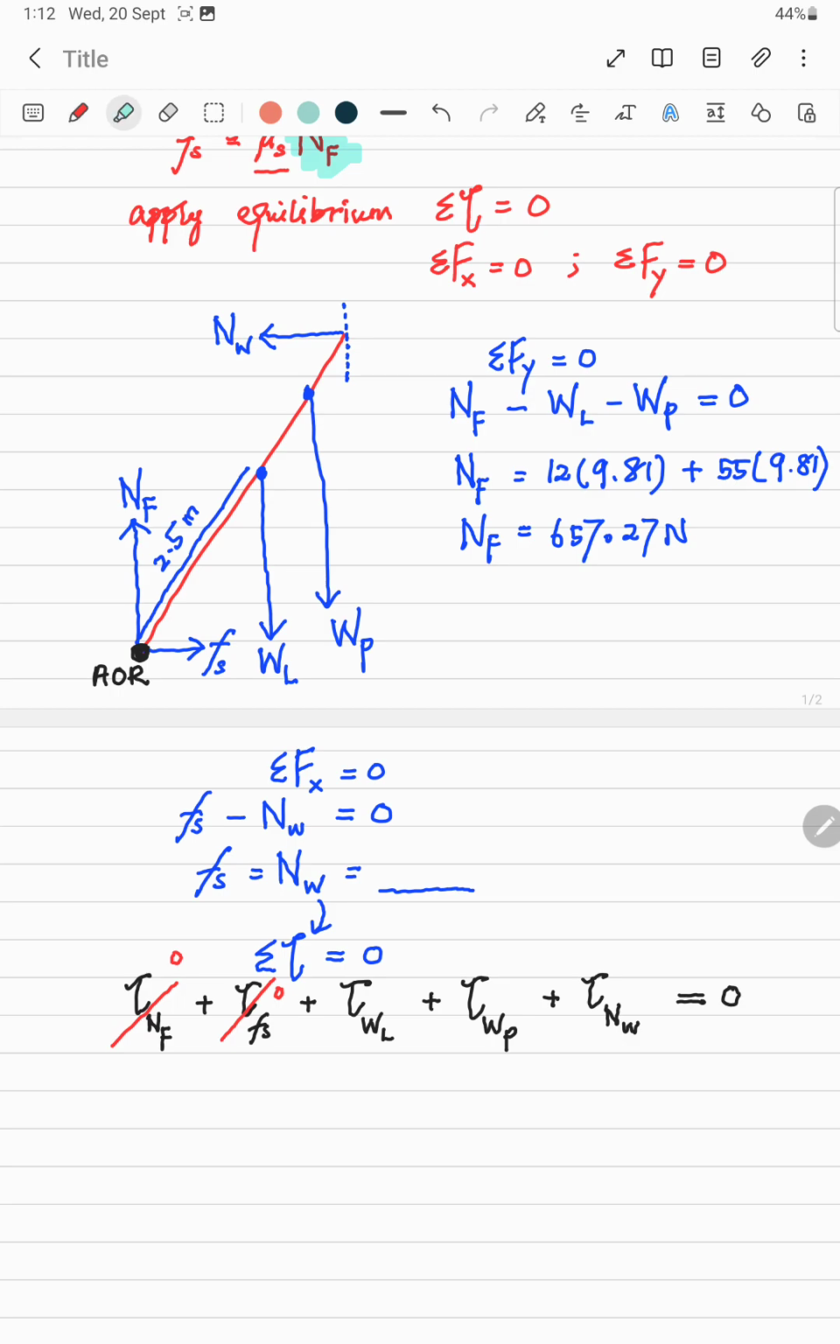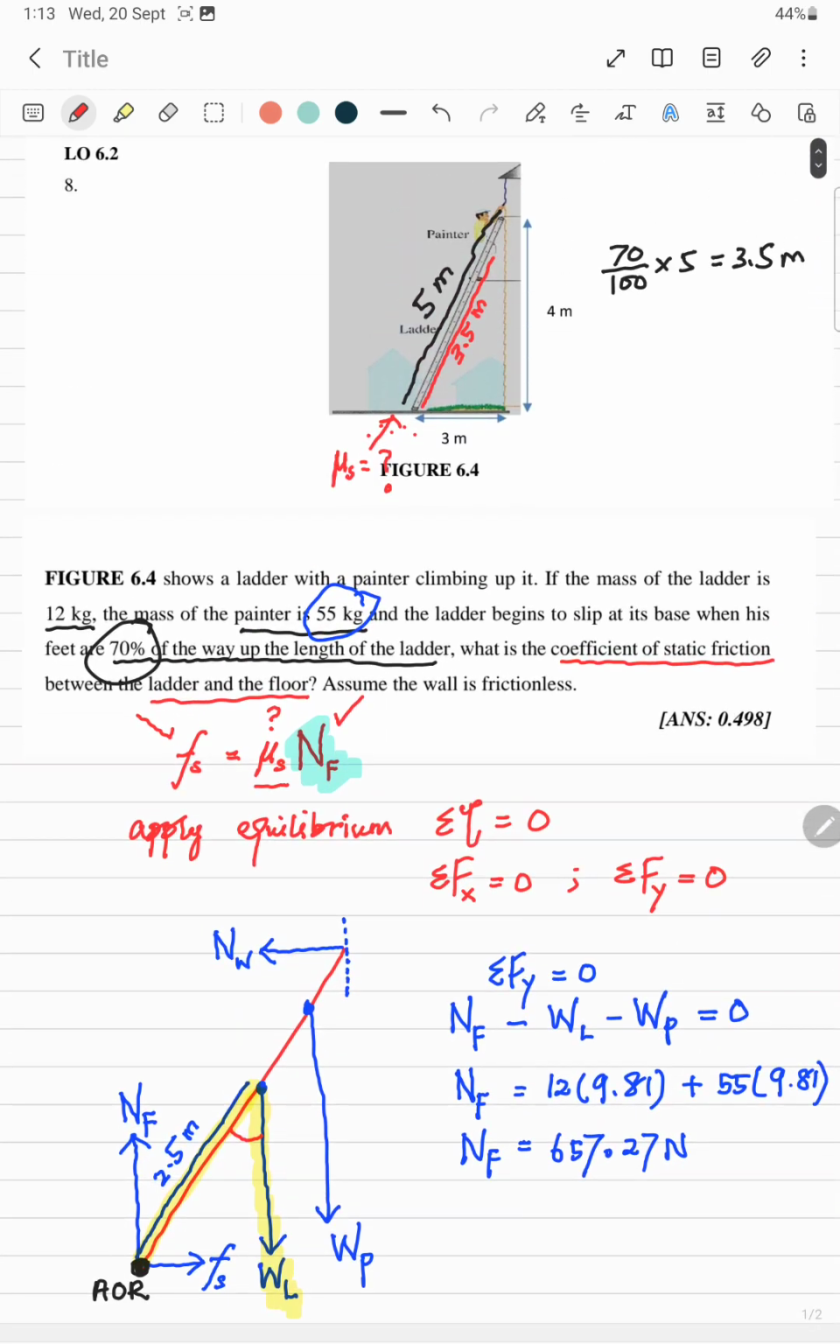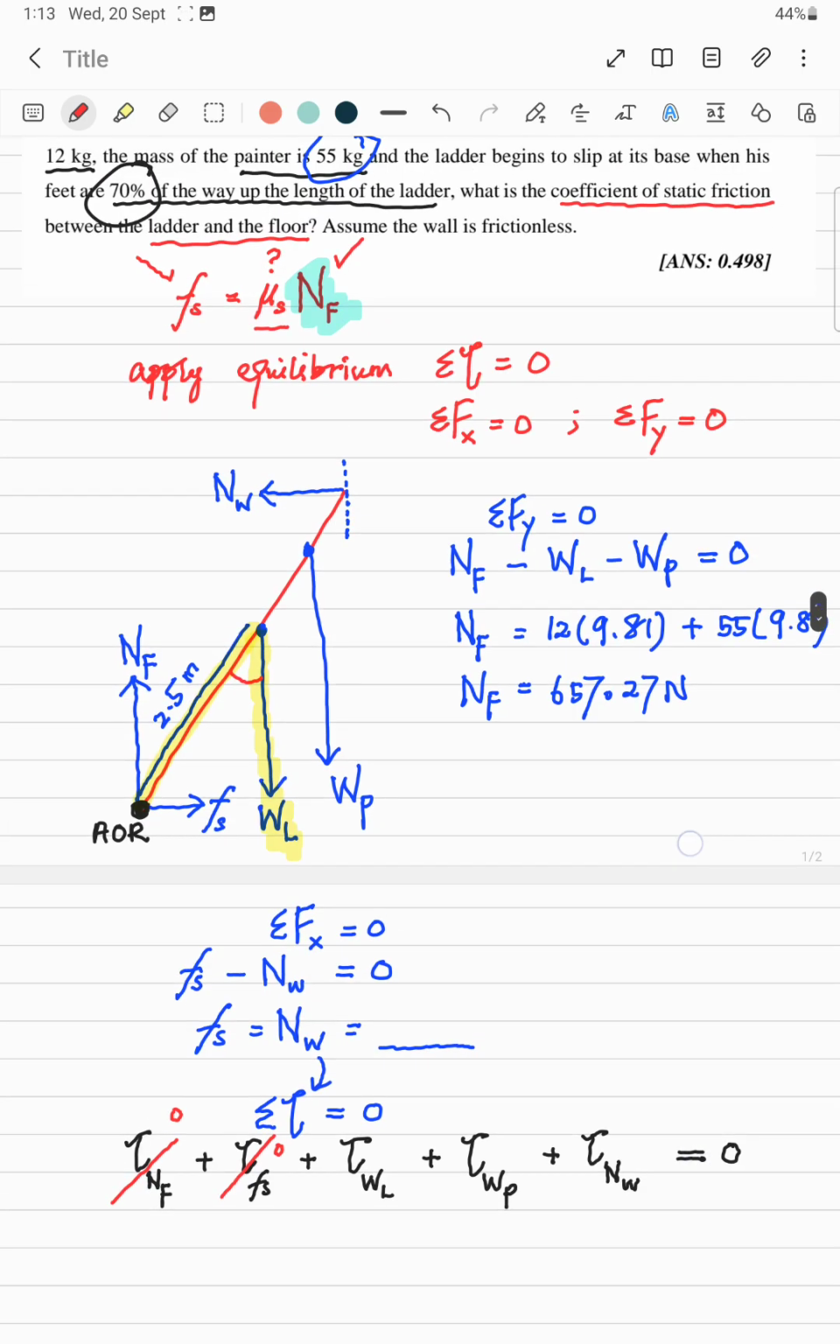And we observe, this will be my weight of the ladder. So how far is the weight of the ladder from the point of rotation? 2.5 meters. And this is the angle between the weight of the ladder and the distance from the axis of rotation. This angle can be calculated actually. So refer back to this diagram. Actually I can calculate the angle.